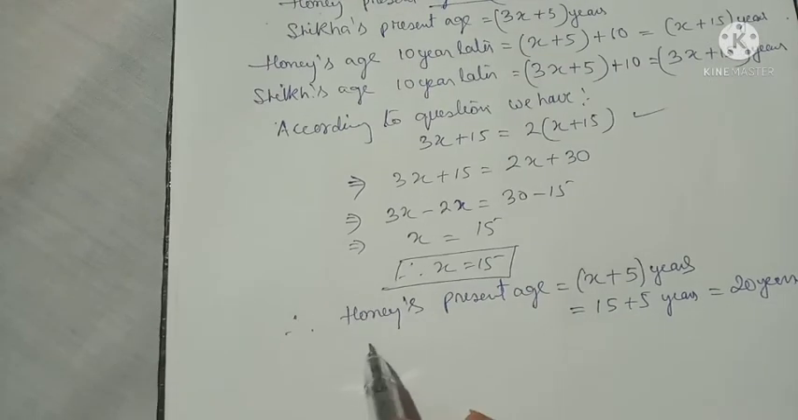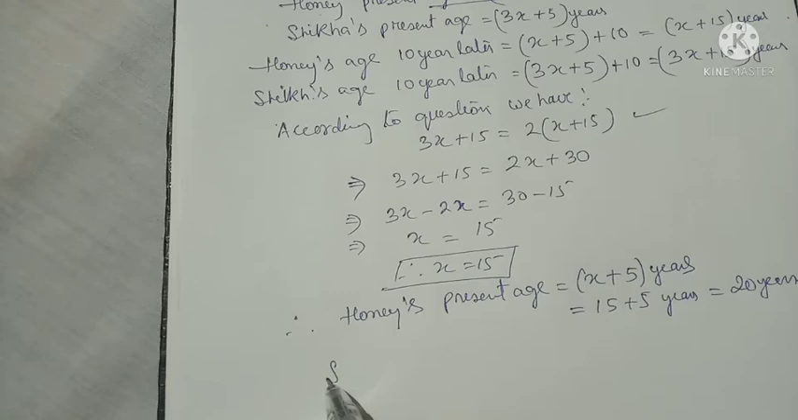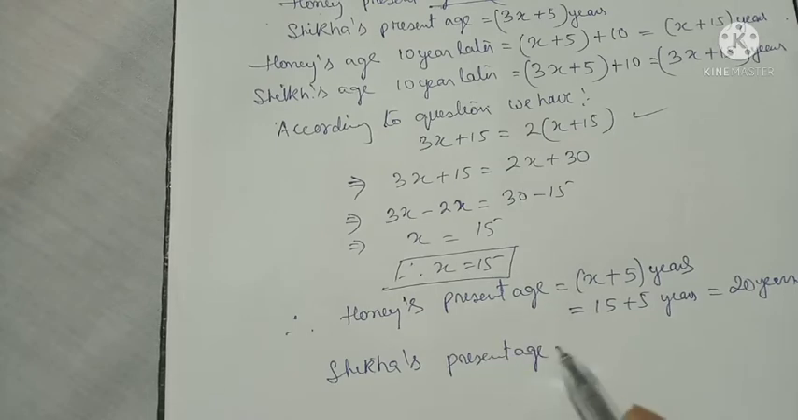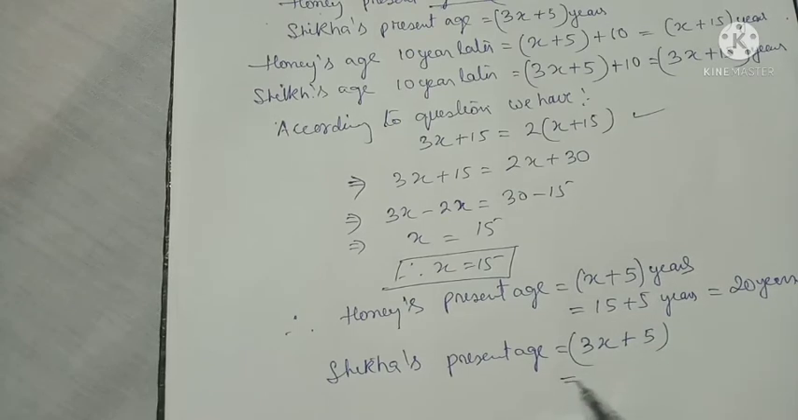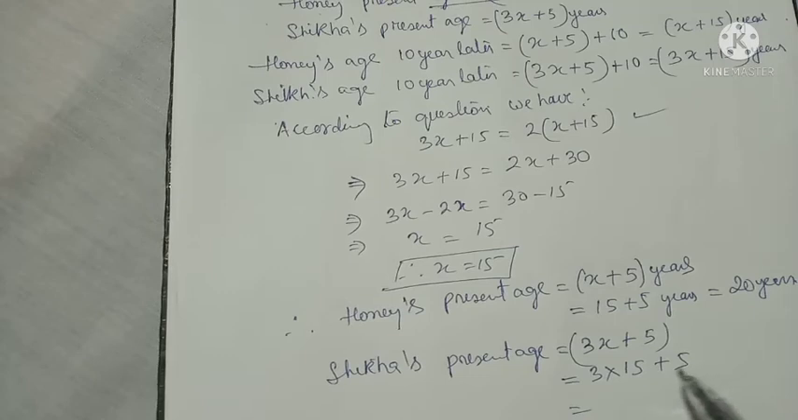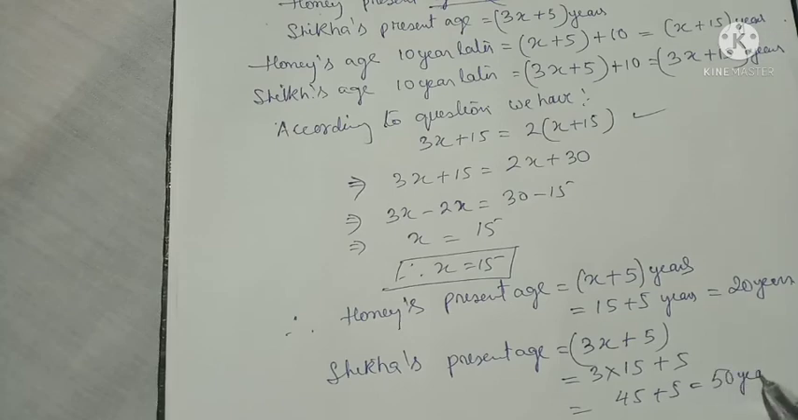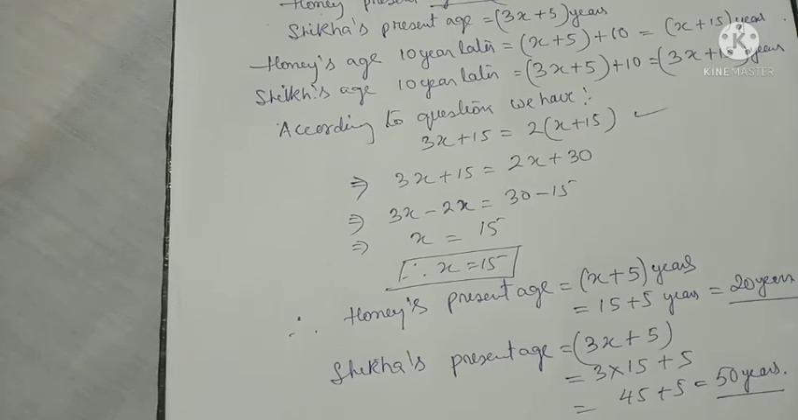Then again, the present age of Sikha. The present age of Sikha is 3x plus how much? 5. Now you put the value of x: 3 into 15 plus 5. How much comes? 45 plus 5. The answer is 50 years. The age of Sikha is 50 and the age of Honey is 20 years.